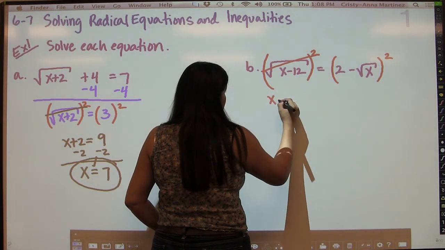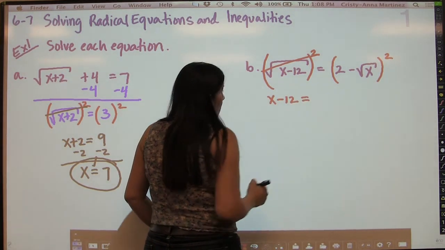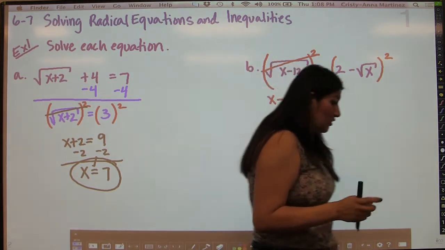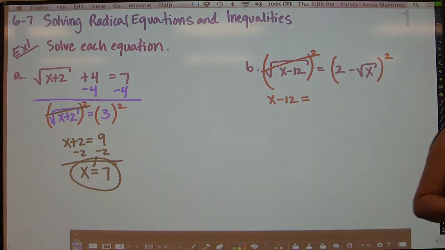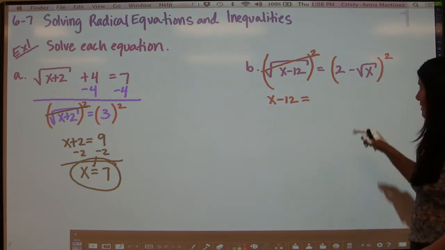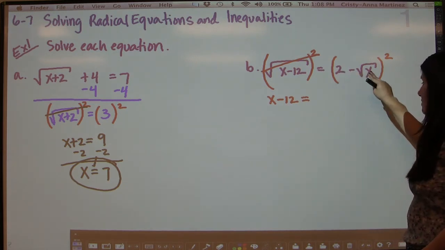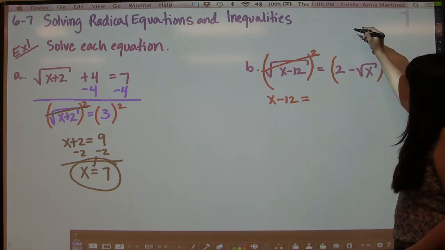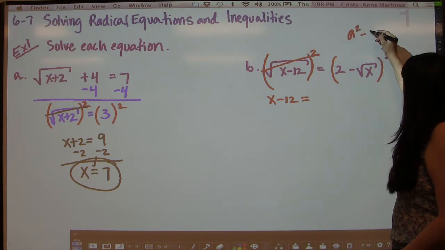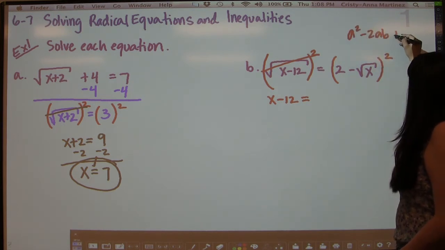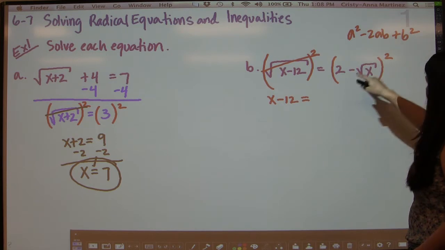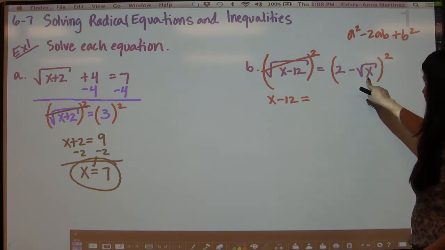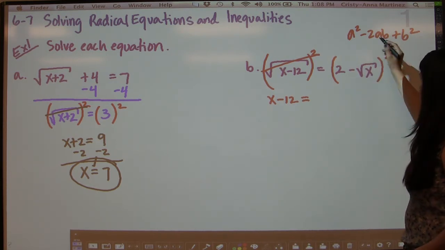So you get rid of the radical on the left. But on the right, you're not going to get rid of it. And if you do get rid of it, you've done something wrong. In other words, a lot of students sometimes will forget that this is not a squared minus b squared. This is actually a squared minus 2ab plus b squared. That when you have a binomial raised to the second power, you have this middle term.